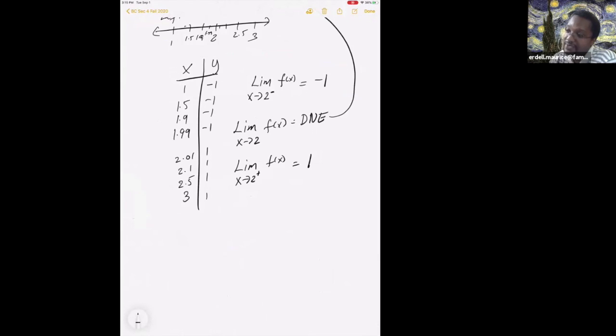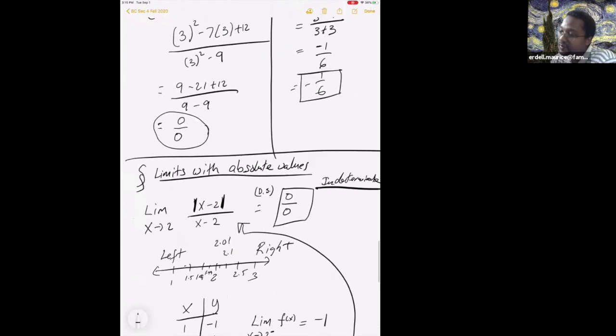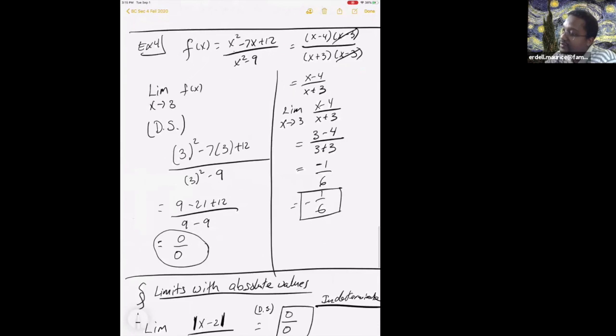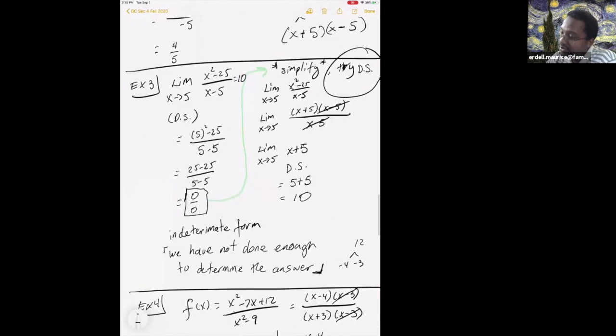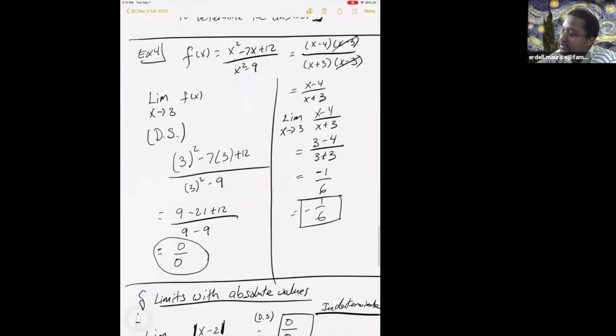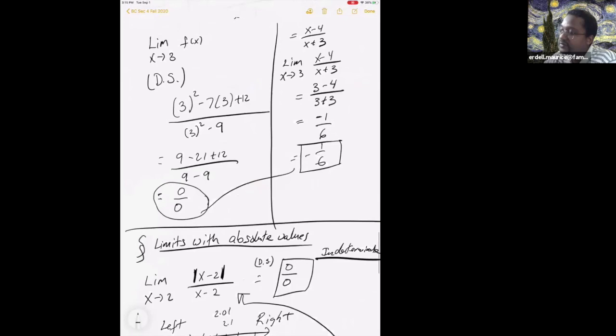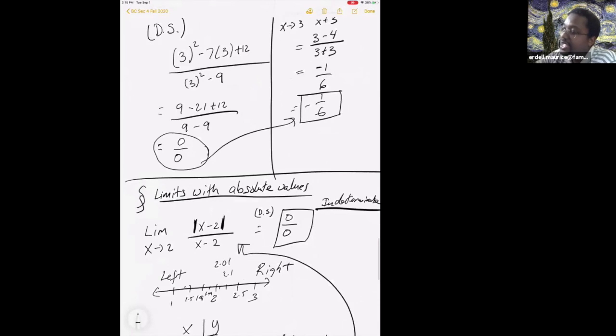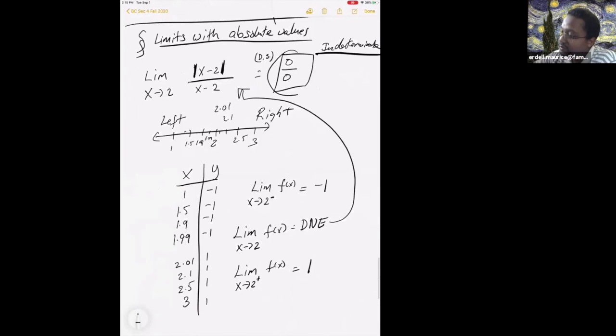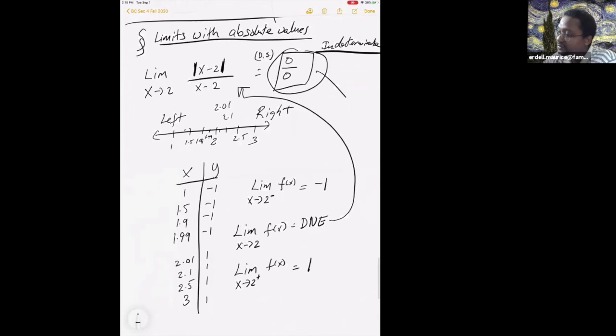So I'm out of time, so I have to hurry up right here. I had one limit where it's indeterminate form, where the answer was 10. I have one limit where it's indeterminate form, where the answer was -1/6. And then I have one limit where it's indeterminate form, where the answer does not exist. Can you see that 0 divided by 0 can be anything?